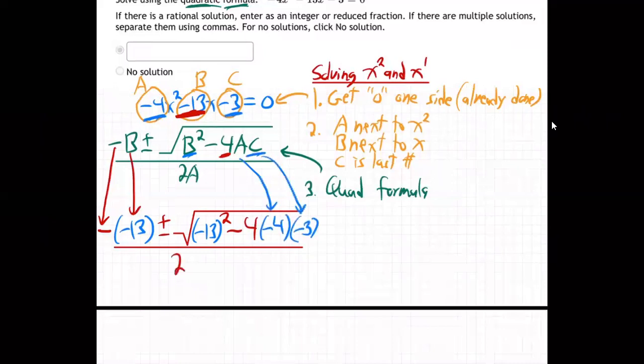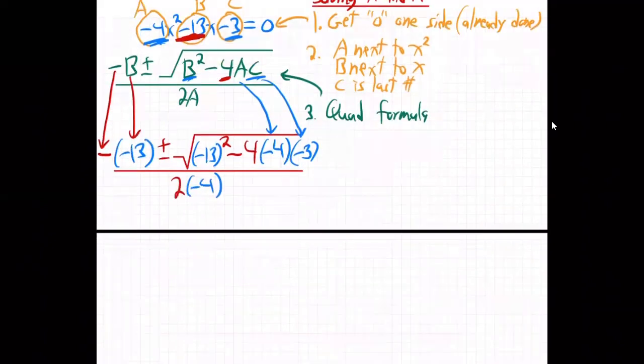Over on what's on the bottom? 2A, we use A again. What's A again? Parenthesis negative 4. How are we doing? Everybody see what's happening there? I plugged in A, B, and C everywhere into the formula. And now I have to work out all these numbers. All right, let's go. So double negative here is positive 13.